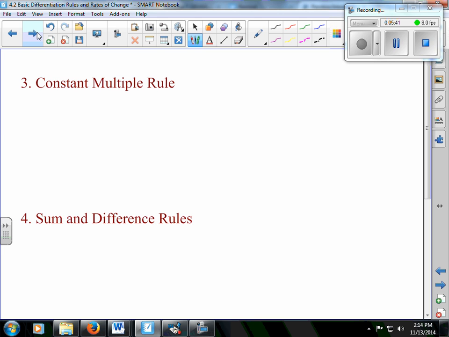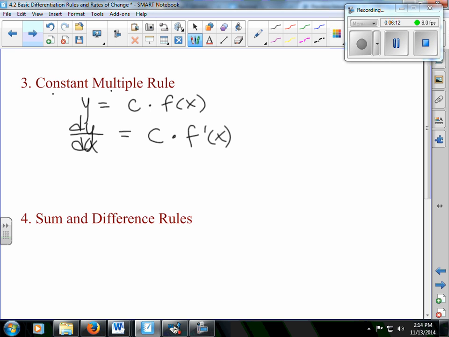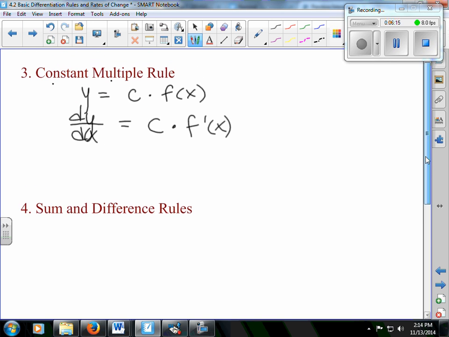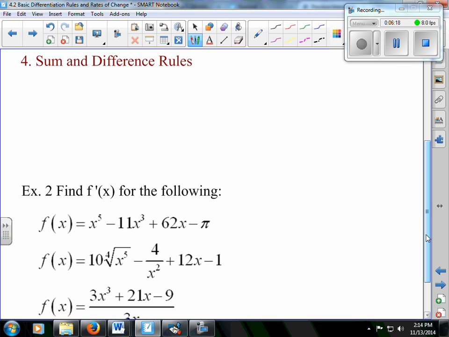Okay, some more rules. The constant multiple rule. This tells me that if I have a constant c times a function, then when I take the derivative, so I'm going to use Leibniz notation here, dy dx, then I just get to keep c in front and then do the derivative of the f of x function like normal. So a constant multiple just stays there. The constant multiple stays. That's different than a constant. The derivative of a constant is 0, but you're not a multiple of anything then.